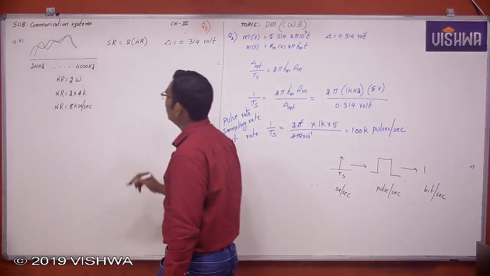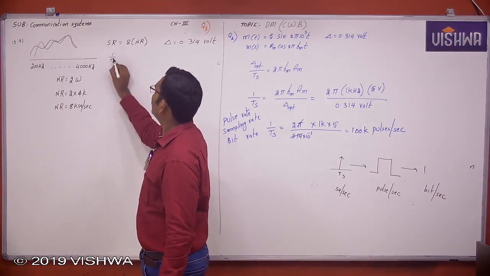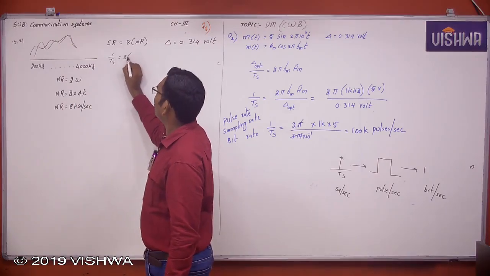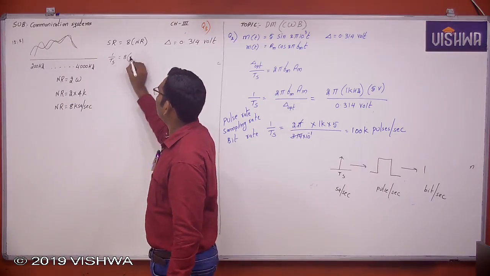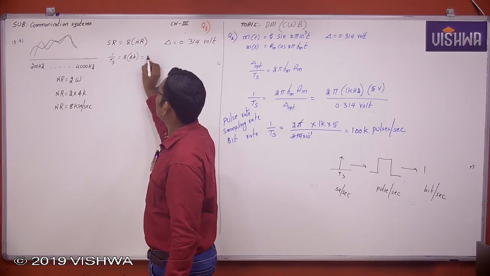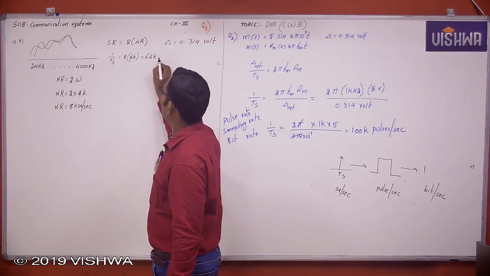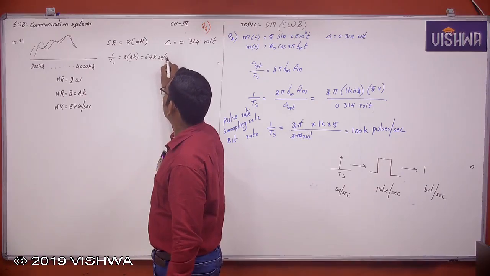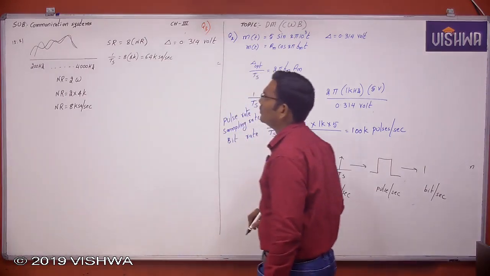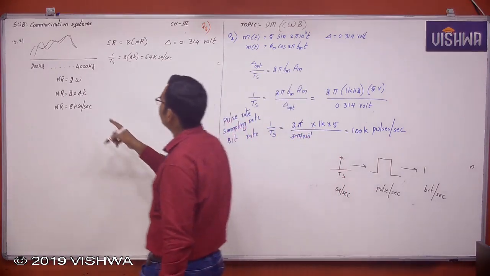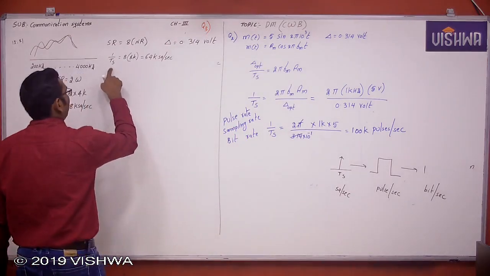Now the sampling rate is 8 times the Nyquist rate, which is equal to 8 into 8 kilo, which is equal to 64 kilo samples per second. Now this is the sampling rate.